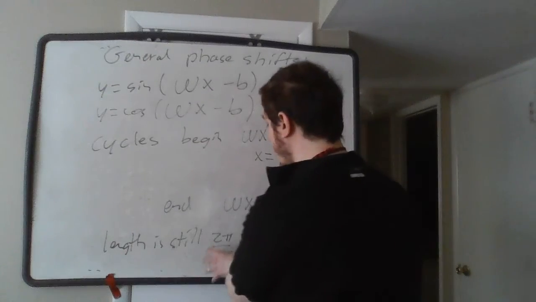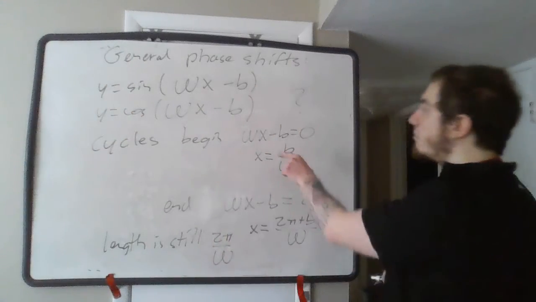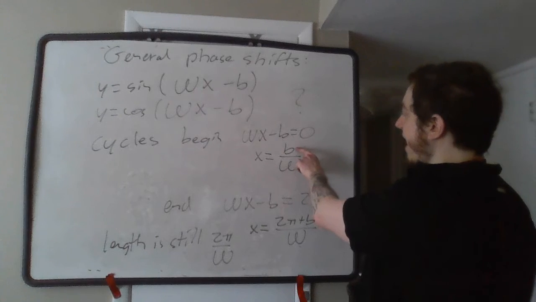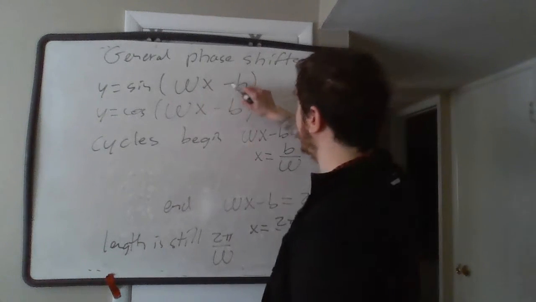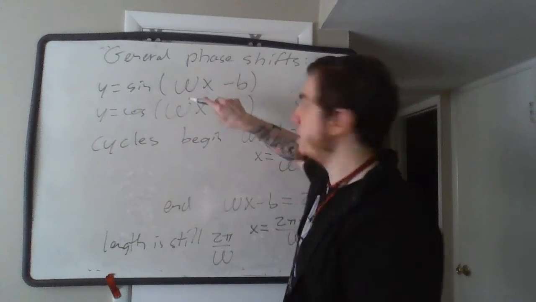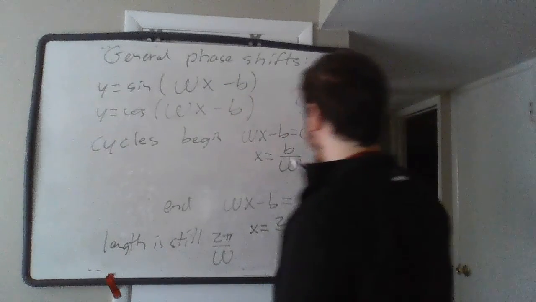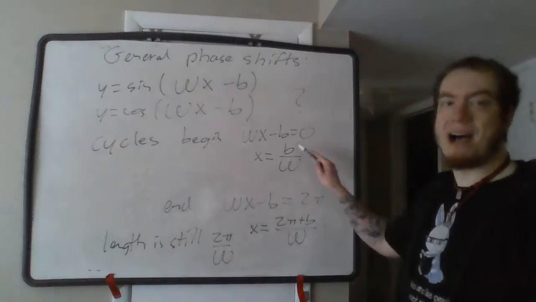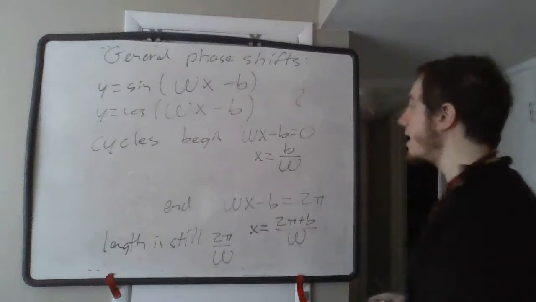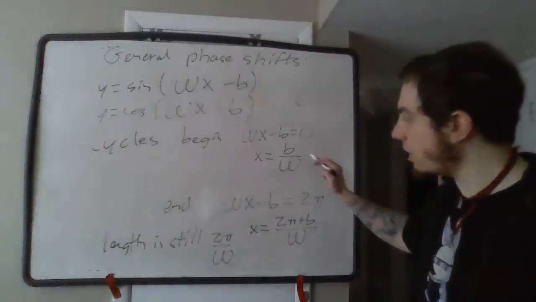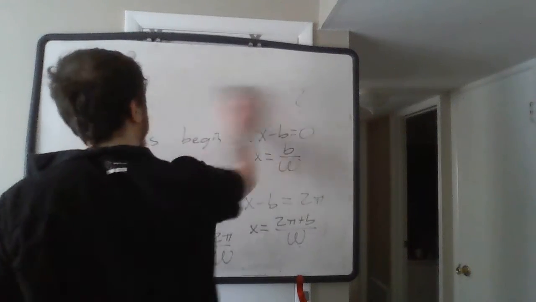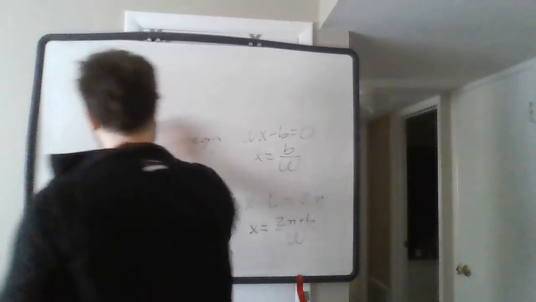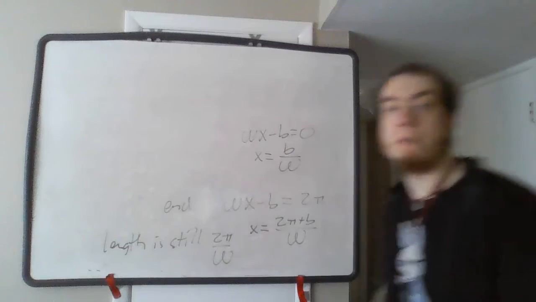So the length of one cycle is 2 pi over omega, but the cycle begins at x equals b divided by omega. And notice here the signs on b. The original function has omega x minus b, and that makes the b positive down here, so you have to flip the sign. But that's where you start, that's where you end. So let's take a look at using this kind of idea to make a quick graph.